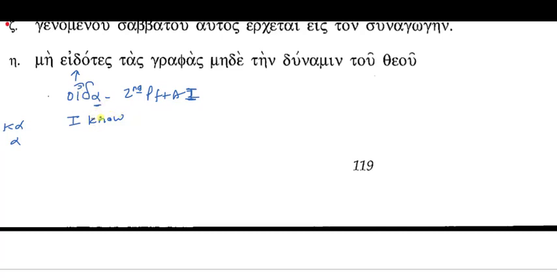So what does that mean? If in the indicative I translate this as if it's present, I have a participle that I'm going to basically translate as if it were a present participle too. So this would be not knowing. Exactly. Not knowing. And by the way, how do we negate non-indicative verbs? We like to use me to negate them, right? So not knowing tas graphas, the scriptures, mede ten dunamin tou theou.